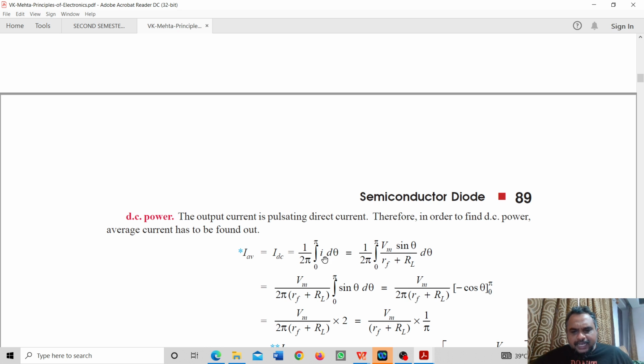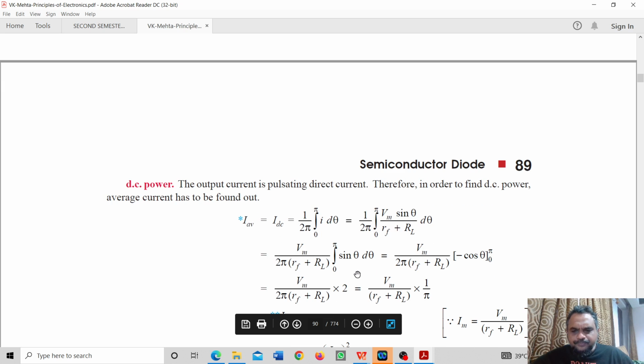Now, what is I? I is nothing but the current. How to find that? That is the voltage by resistance. So I divide the instantaneous voltage, which is the input voltage, Vm sin theta, where Vm is the maximum voltage. Vm sin theta represents the instantaneous voltage, and I divide by the total resistance. Then I take everything constant outside the integral, and I am integrating sin theta.